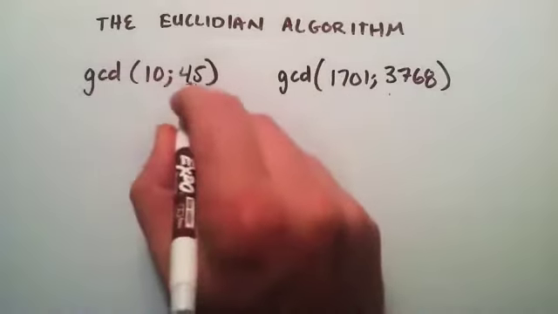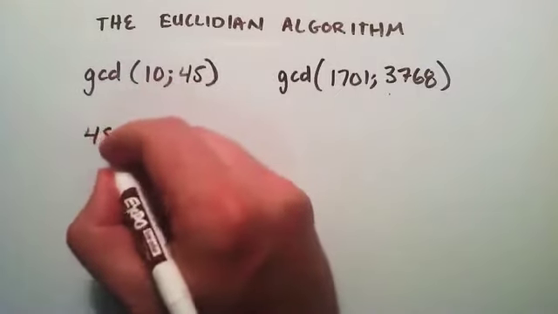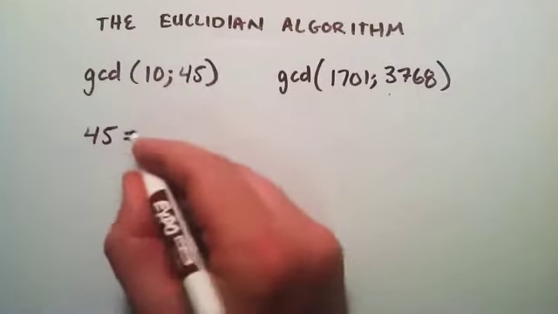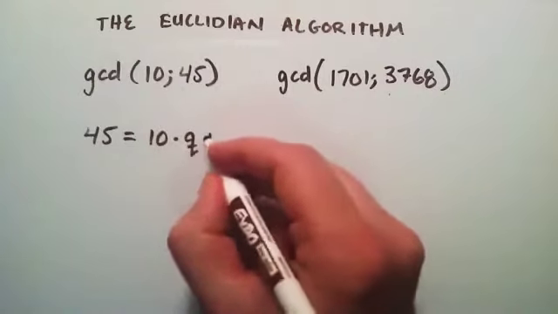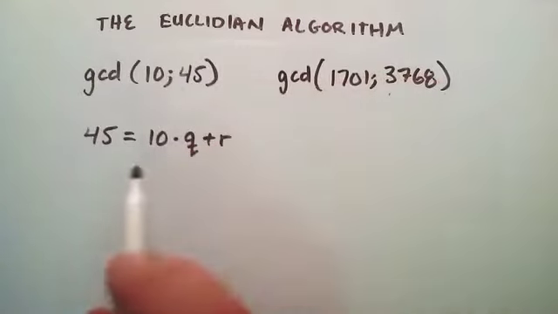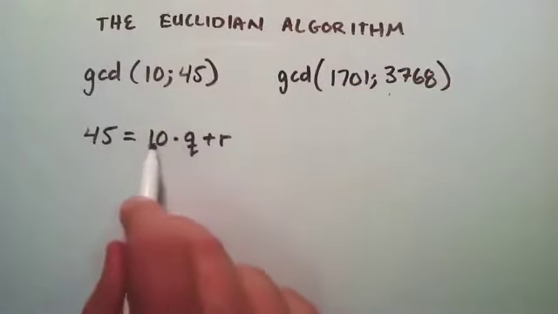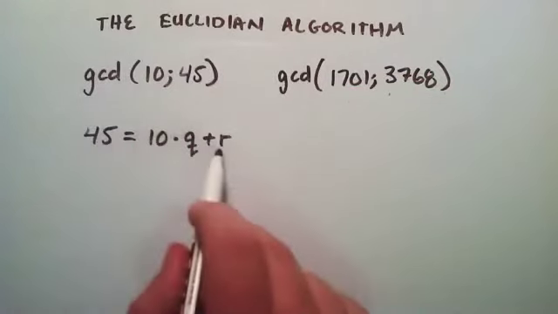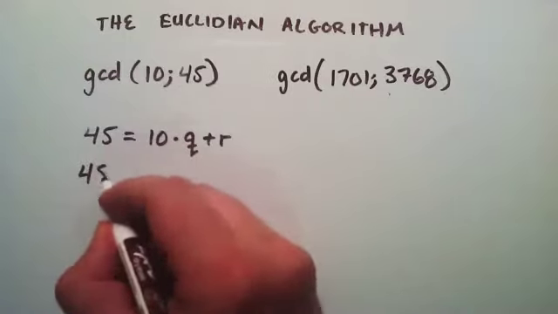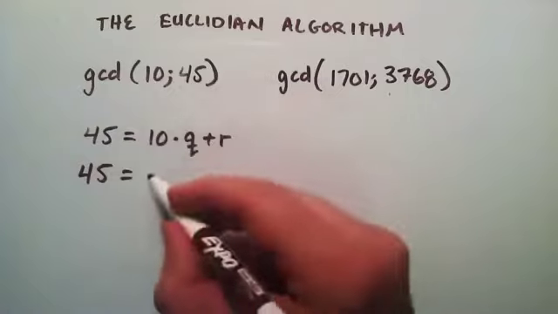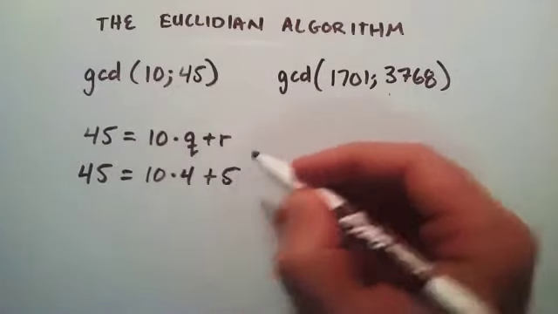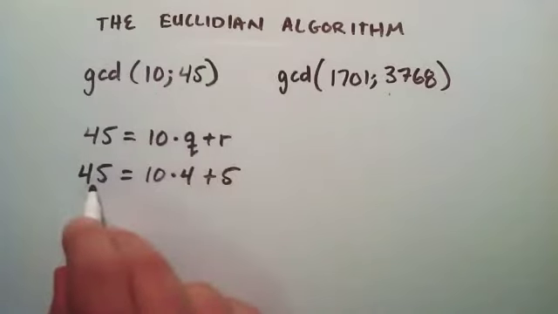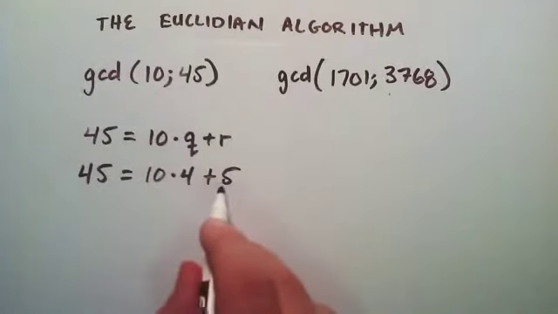So what we do is we take the larger of the two numbers, so in this case it's going to be 45, and then we set it equal to the smaller number times some number q plus some number r. So the q is how many times 10 goes into 45. The r is the remainder of that result. So for our case it's going to be 45 is equal to 10 times 4 plus 5. 10 goes into 45 4 times with a remainder of 5.